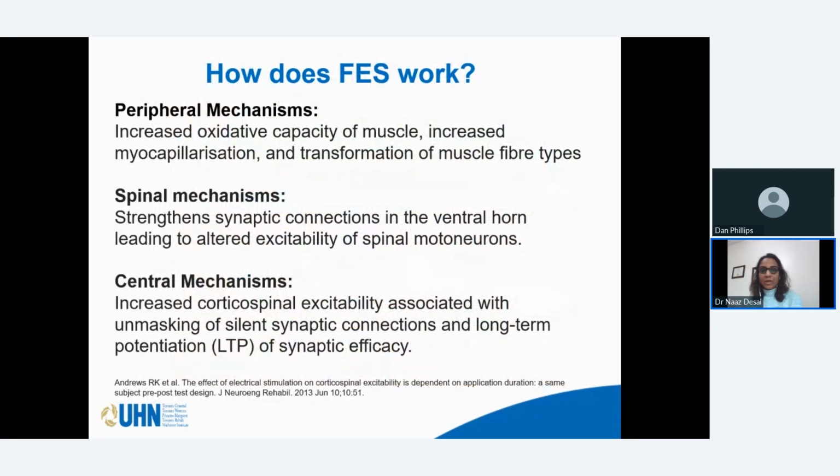So how does FES work? FES works through multiple mechanisms. The peripheral mechanisms include increased oxidative capacity of the muscle, increased myocapillarization, and transformation of muscle fiber types. Spinal mechanisms include strengthening of the synaptic connections in the ventral horn, leading to altered excitability of the spinal motor neurons. And the central mechanisms include increased corticospinal excitability associated with unmasking of spinal synaptic connections, as well as LTP-like changes.